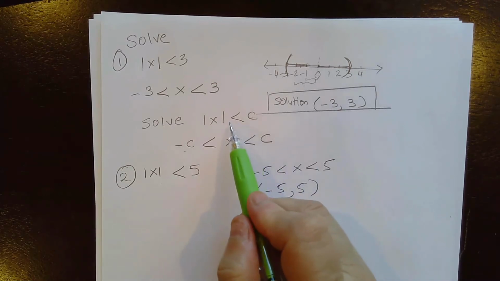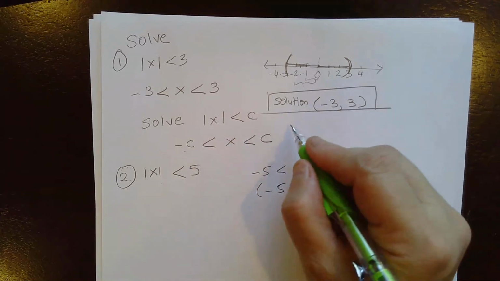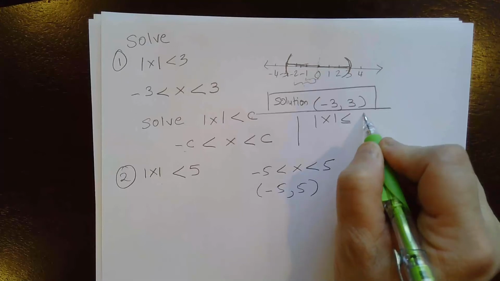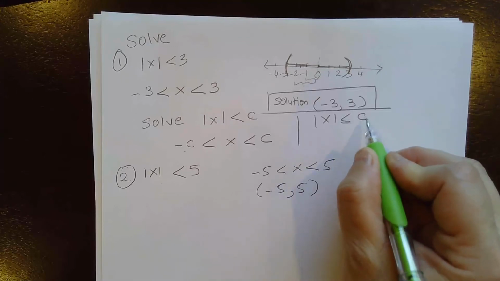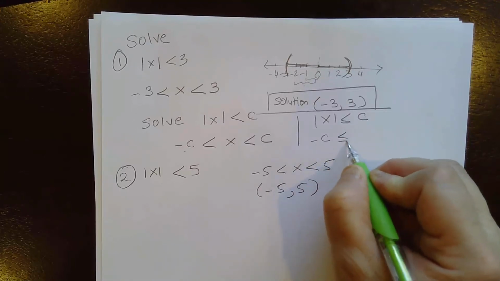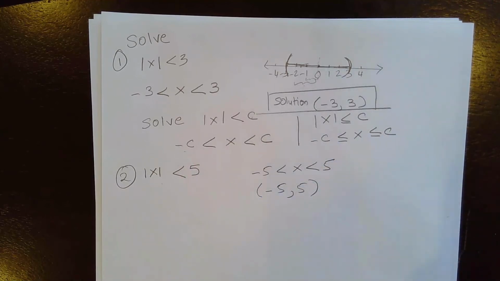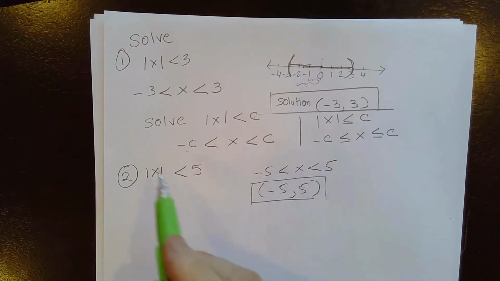By the way, if you have absolute value of x less than or equal to c, that means the opposite of c is -c, less than or equal to x, less than or equal to c. So you have the general case right here.